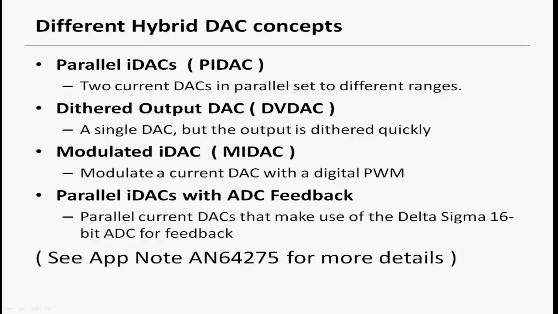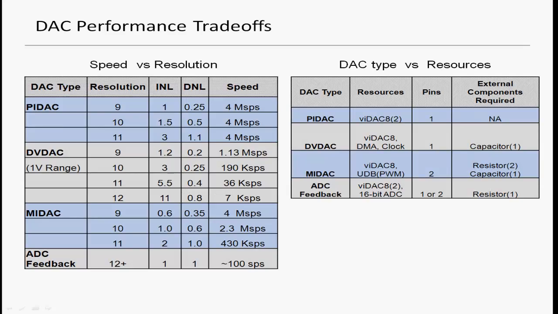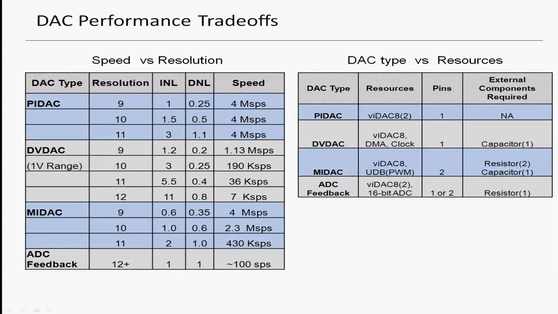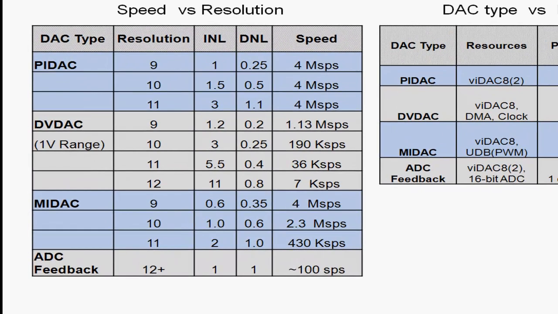The 4 concepts that are discussed in this video include parallel DACs, 2 current DACs in parallel set to different ranges; dithered output DAC, a single DAC but the output is dithered quickly; a modulated IDAC, when we combine a current DAC and a digital PWM; and parallel IDACs with ADC feedback, 2 parallel current DACs combined with a delta sigma 16-bit ADC for feedback. There are trade-offs between speed and linearity for each of these concepts. The diagram on the left is a summary of these trade-offs.